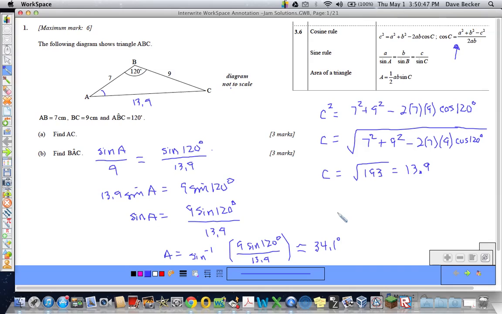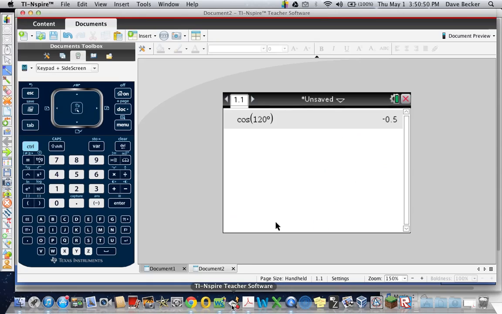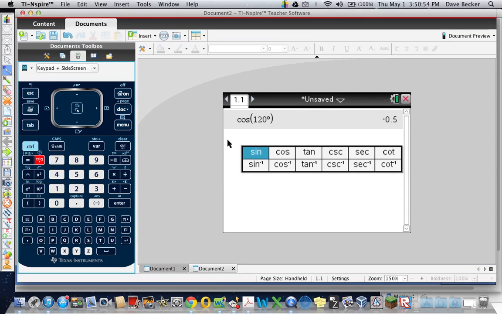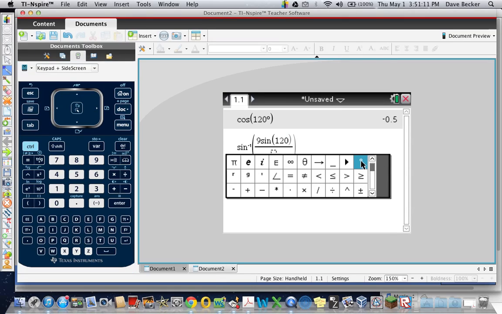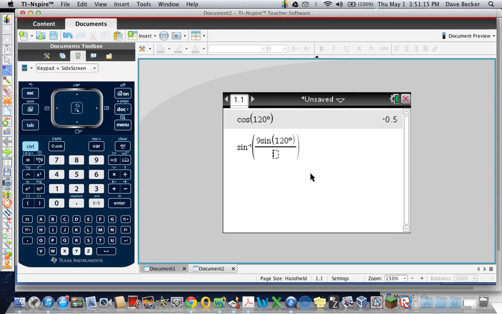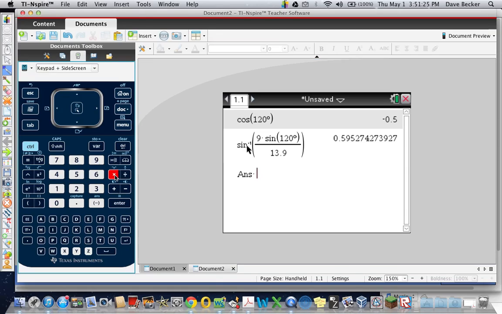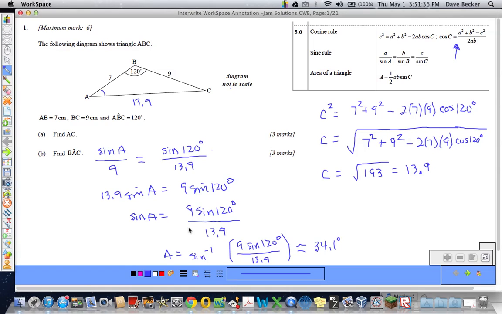If you're not sure how to do that on your calculator, let's take a quick look. So we're going to do trig arc sine. I'm going to make a fraction here. 9 sine 120, and I'm going to do degrees. Oops, now I have to put that over 13.9, and I am in radians, so I would have to multiply that by 180 over pi. And there we go, I get my 34.1 degrees. Okay, next example.